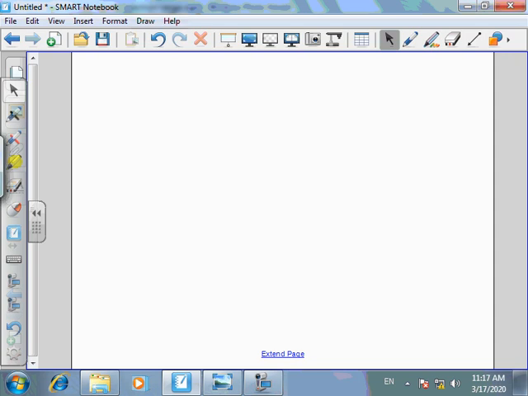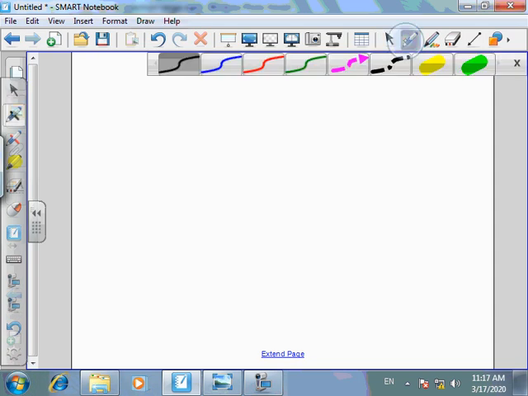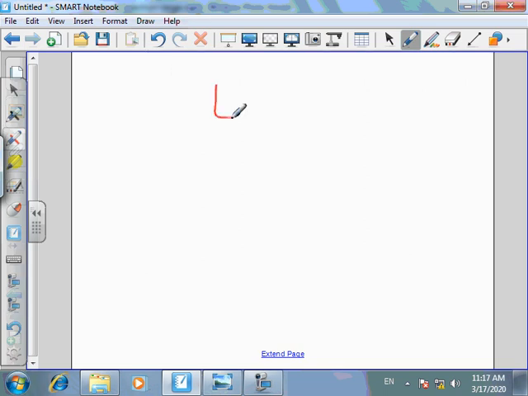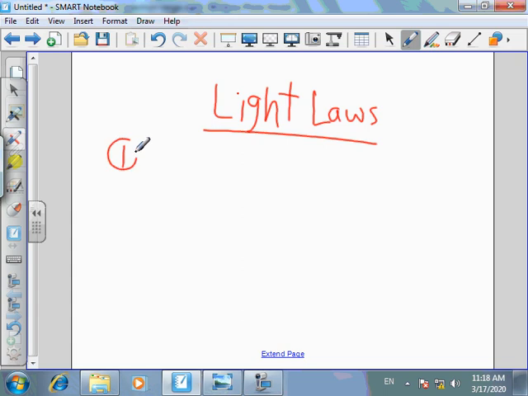We have the first law of light, and the second law.